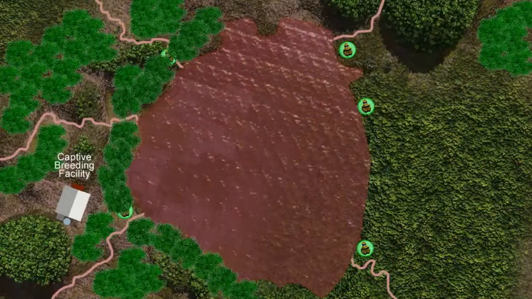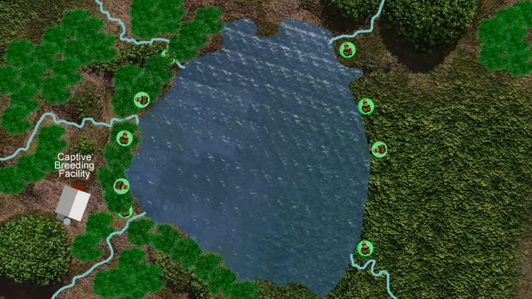Returning again to the frog example, we would monitor whether reforestation and organic farming techniques resulted in clean, clear water in the lake. We would also evaluate whether there was a corresponding increase in the frog population.